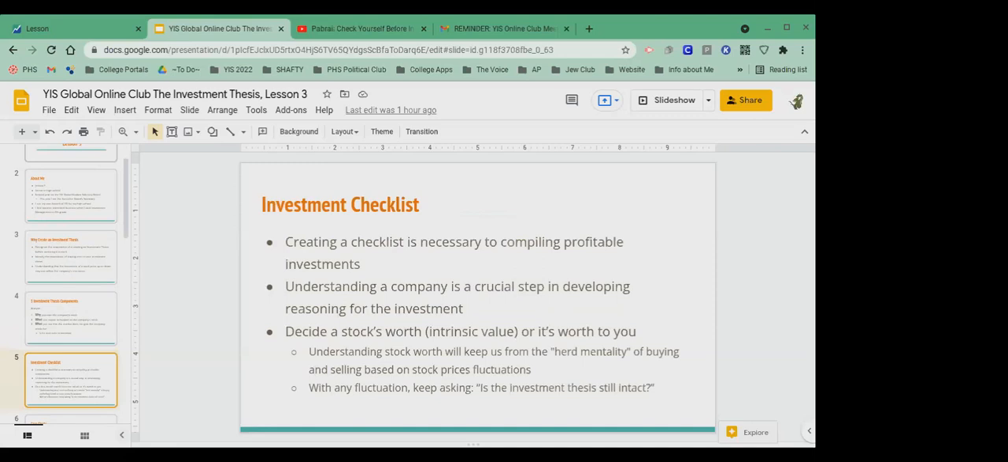So you want to look at the company's worth, also known as its intrinsic value. And this will keep us as investors from latching on to the herd mentality of buying and selling a stock based on simple price fluctuations. And it's important with any fluctuation to ask, is the investment thesis still intact? So when we say investment thesis, what we mean by this is a list of questions that you ask yourself when you analyze a company to determine if the company is a sound investment.